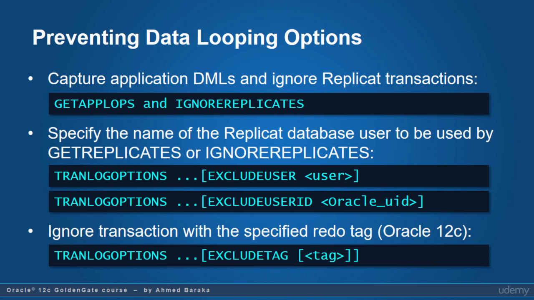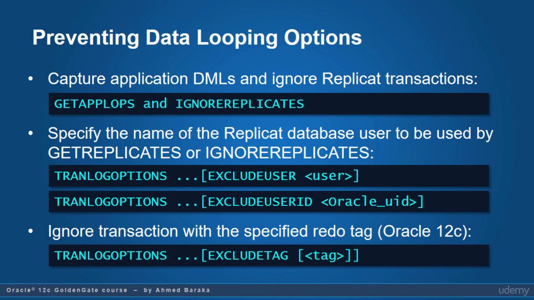To prevent data looping in a bidirectional configuration, you first add two parameters to the extract process in the two systems. They are GETAPPLOPS and IGNOREREPLICATES. The first parameter instructs the extract process to capture the DML operations done by any application. The IGNOREREPLICATES parameter makes the extract process ignore transactions made by the replicate.